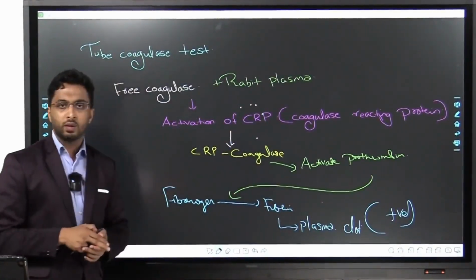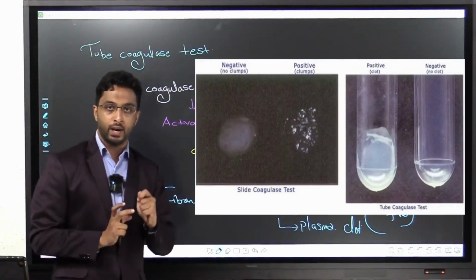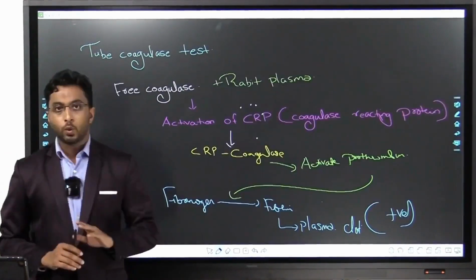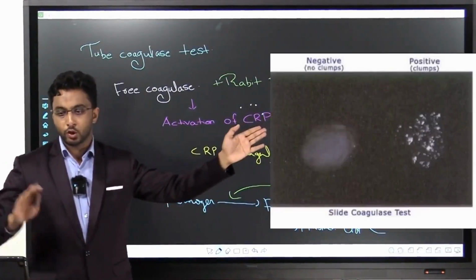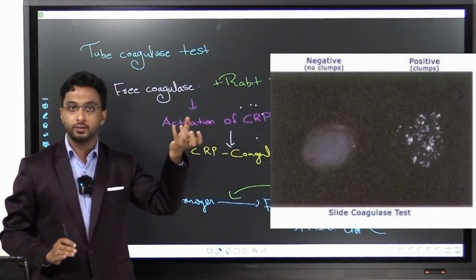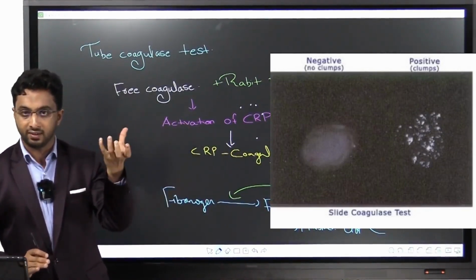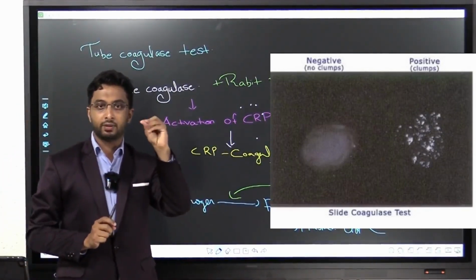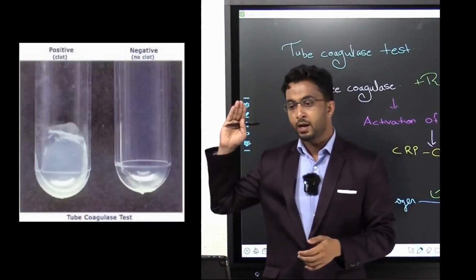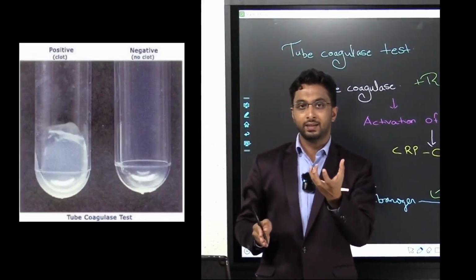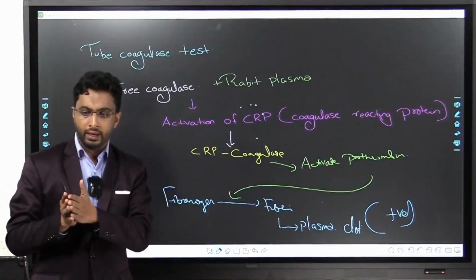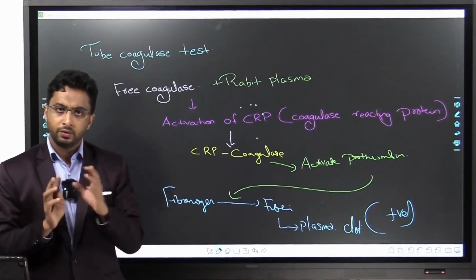Now on your screen you can see the two different types of coagulase tests, showing coagulase positivity and negativity. On my left side you can see the slide coagulase test, and on my right side the tube coagulase test. In the slide test you get the clumping, a kind of crumbled amalgam. On my right side, in the tube coagulase test, you can see the clot formation in the positive tube. You can find images of these; just know that one is slide and the other is tube.